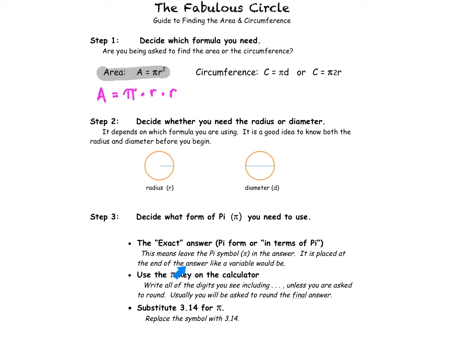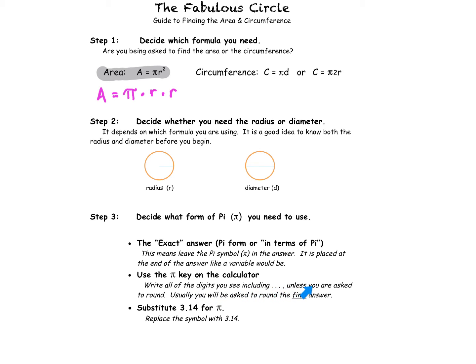It is placed at the end like a variable. Like if I said 2x, I put the x at the end. If it was 2 pi, I'd put 2 and then a pi symbol at the end. The next version is to use the pi key on the calculator. And that's about as close as we can get to using all the digits for our purposes. So when you use the pi key, you're going to write all the digits that you see on your calculator, as many as it can give us.